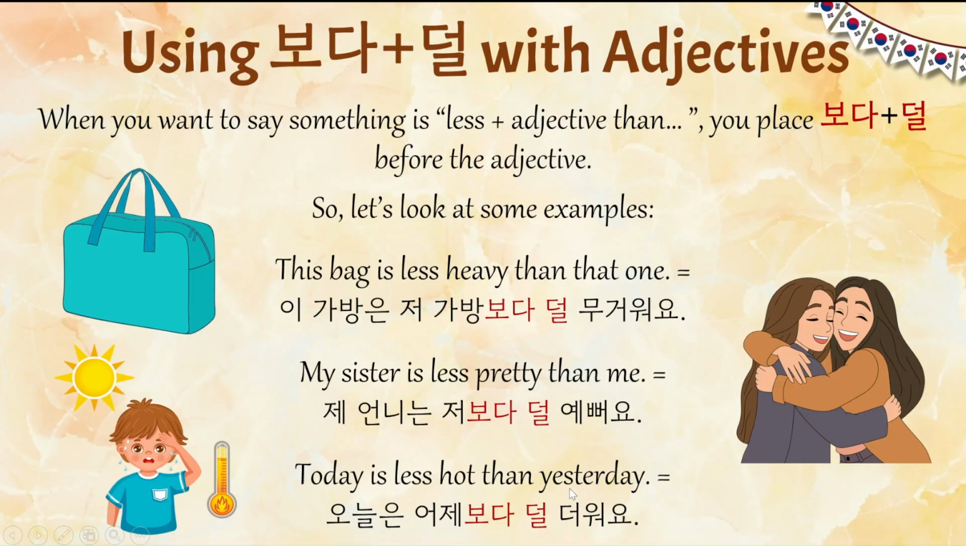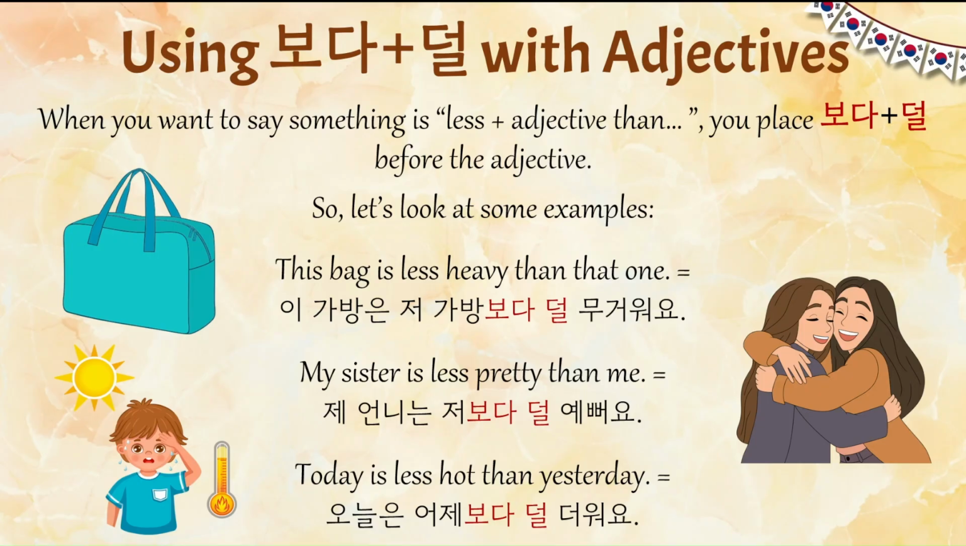Than yesterday, 어제보다. Less hot, 덜 더워요. Less hot than yesterday, 어제보다 덜 더워요. See, this is very simple. Now, very, very important point you have to keep in mind. These sentences, they are perfectly correct and will be easily understood.